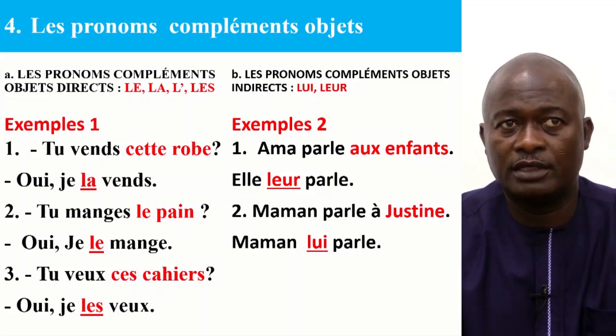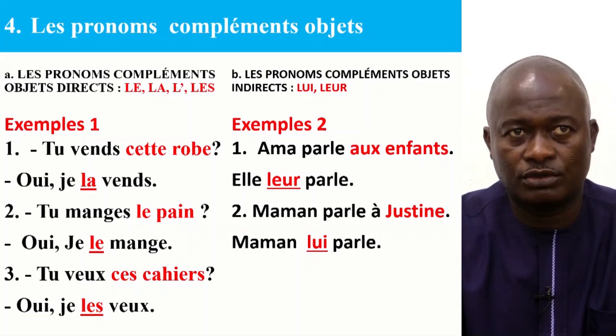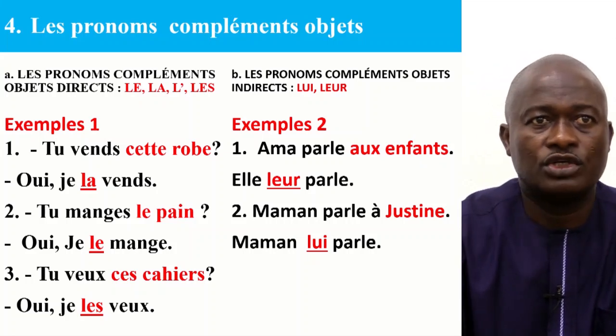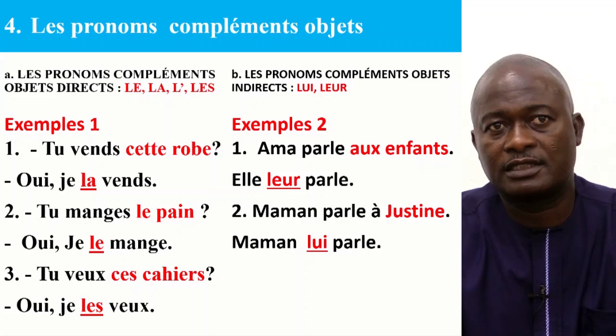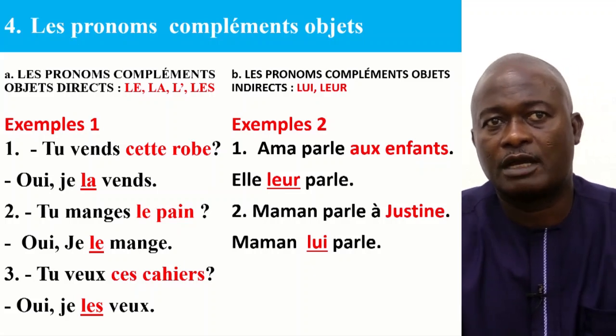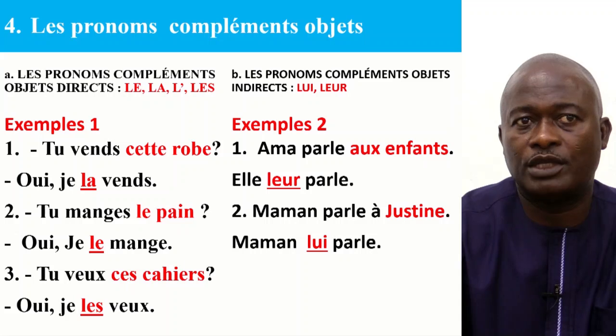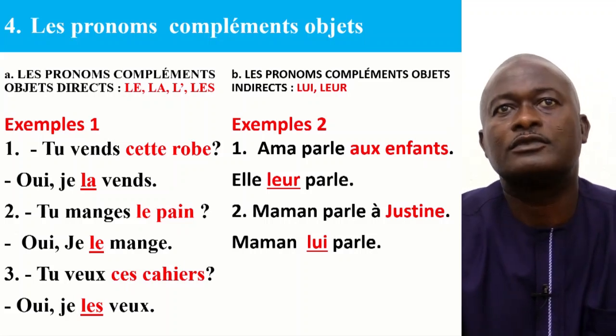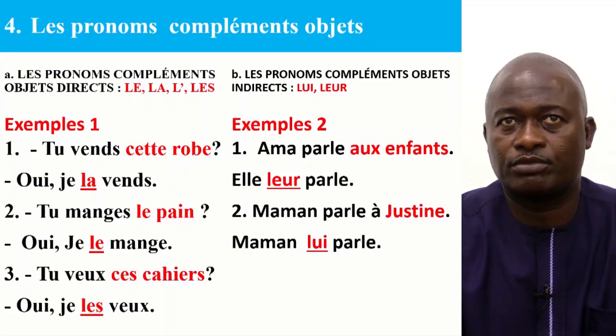Tu manges le pain? Oui, je le mange. OK? Because le pain is masculine. Tu veux ce cahier? Do you want this exercise book? Because it is singular, you can see the answer becomes oui, je le veux. Yes, I want it. Now let's come to the indirect object pronouns.